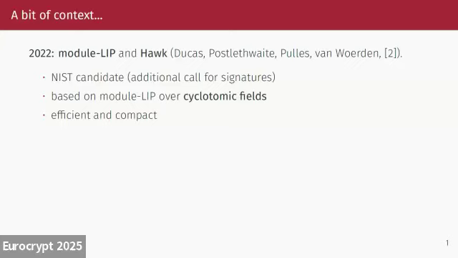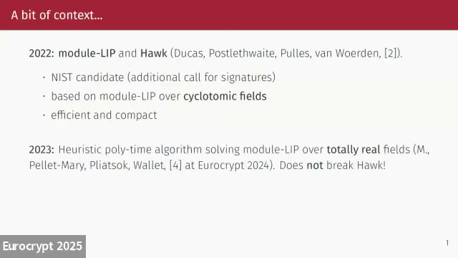It's efficient and compact. In 2023, with Alice Pellemari, Yuri Plachuk, and Alexandre Wallet, we gave a heuristic polynomial time algorithm for solving module LIP for rank 2 modules over totally real fields. But this work doesn't break Hawk, because Hawk uses cyclotomic fields, and cyclotomic fields are not totally real fields.